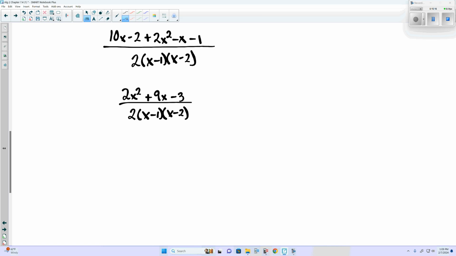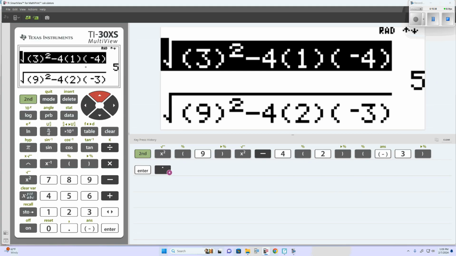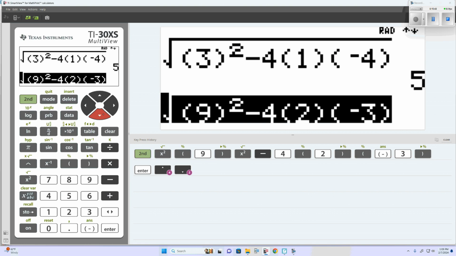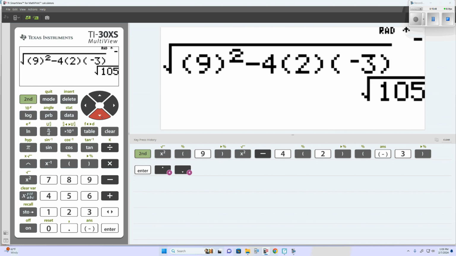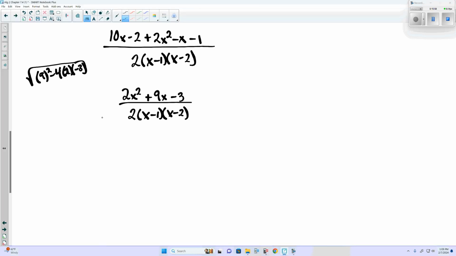Now at this point here, we need to see if we can factor 2x squared plus 9x minus 3. It doesn't look like we can, so one way to check and make sure is our b squared minus 4ac. Because if we plug this in and get a whole number, it is factorable. Well, incidentally, I already have it typed in, and it tells us it's the square root of 105. Well, that means it is not factorable.